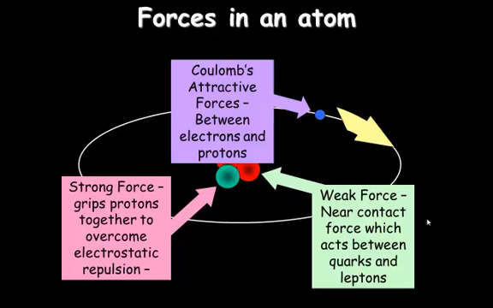There's also the strong force. Now the strong force grips the protons together and therefore overcomes that electrostatic repulsion which is being caused by Coulomb's law taking place. So those are the three forces which hold the nucleus in place. And now you have a general overview of the nucleus and some understanding of the numbers which are used to describe it.